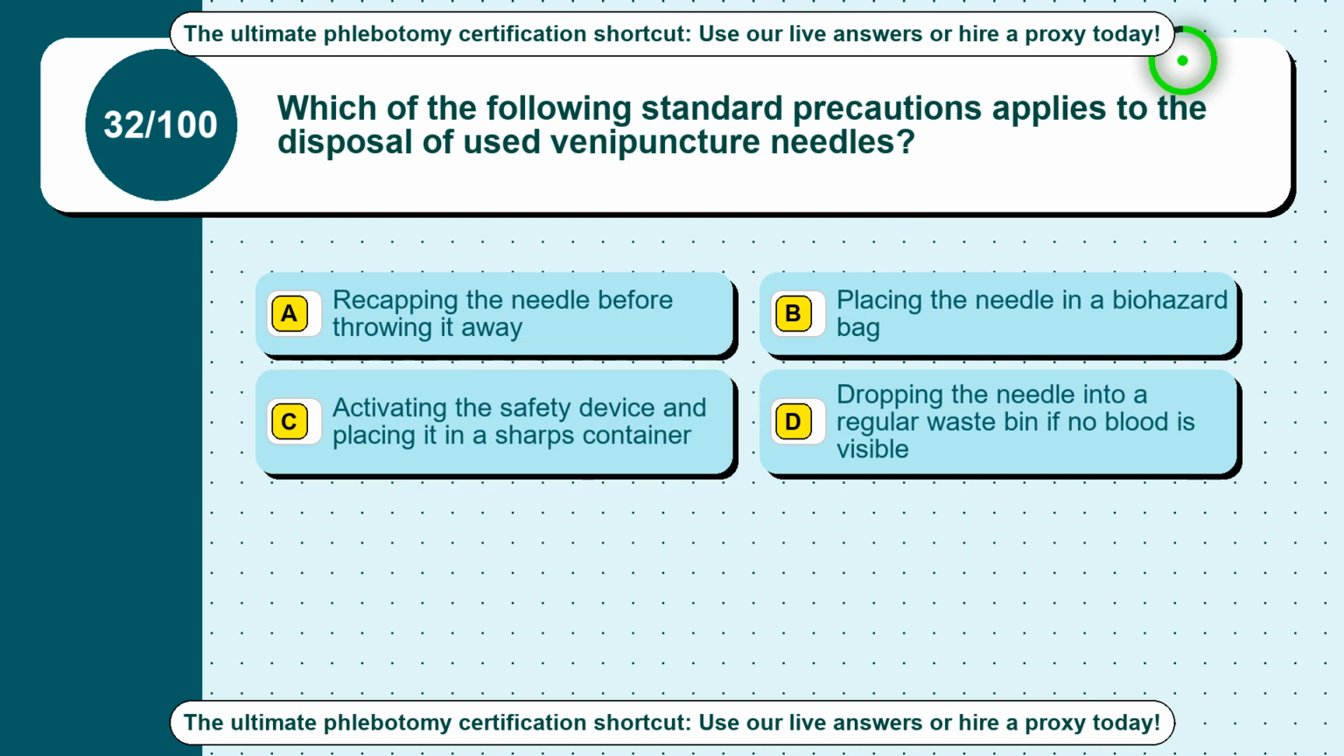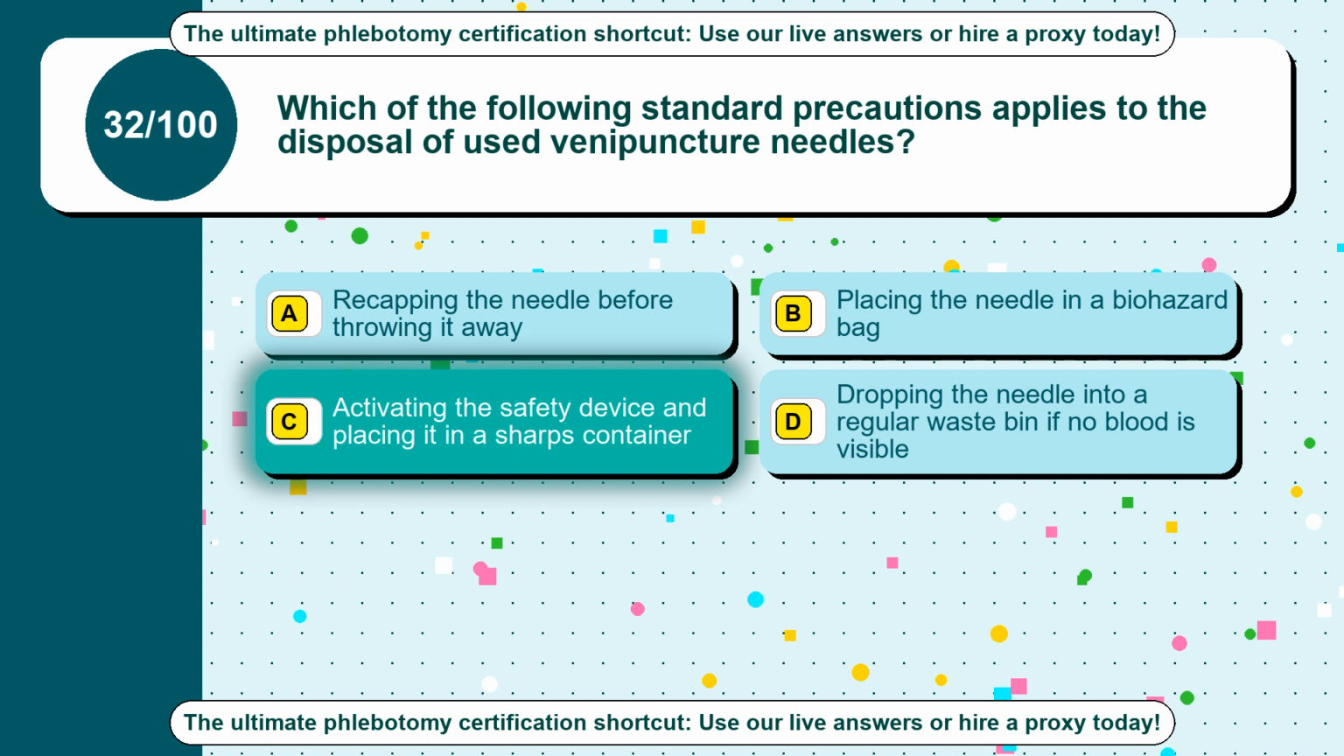Question 32. Which of the following standard precautions applies to the disposal of used venipuncture needles? Option A, recapping the needle before throwing it away. Option B, placing the needle in a biohazard bag. Option C, activating the safety device and placing it in a sharps container. Option D, dropping the needle into a regular waste bin if no blood is visible. The correct answer is option C, activating the safety device and placing it in a sharps container.